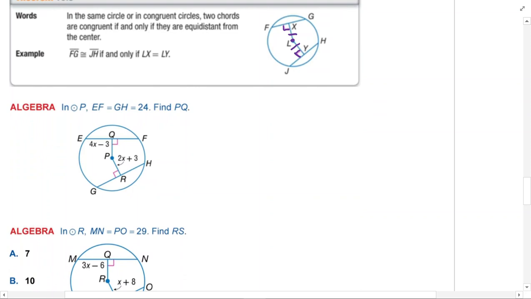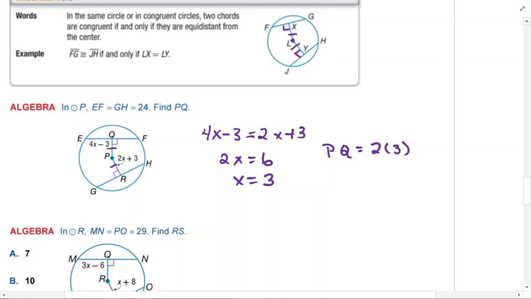So in circle P, we're told that the chords EF and GH are congruent. That gives us then that QP and PR are congruent, and we want to find PQ. So we first have to solve for x. And we have that x equals 3. Plug it in for PQ. We have that PQ equals 9.